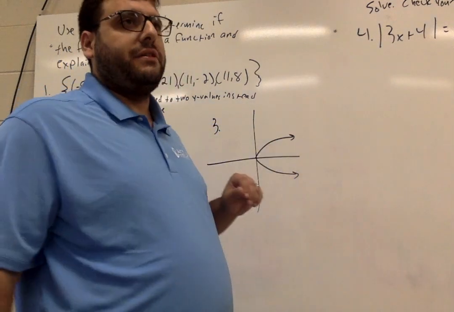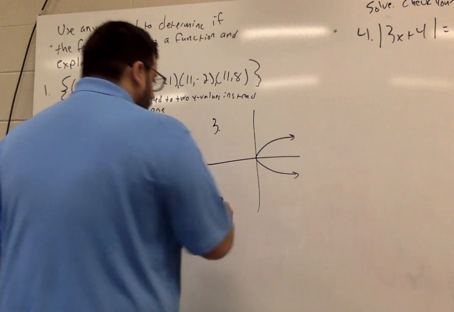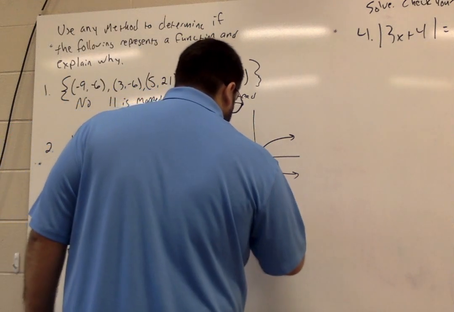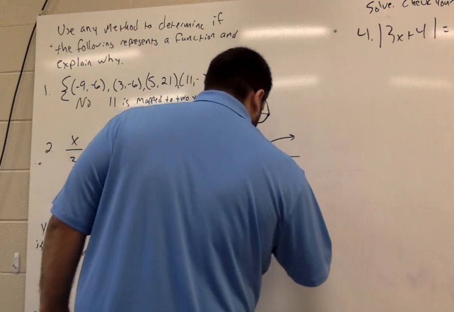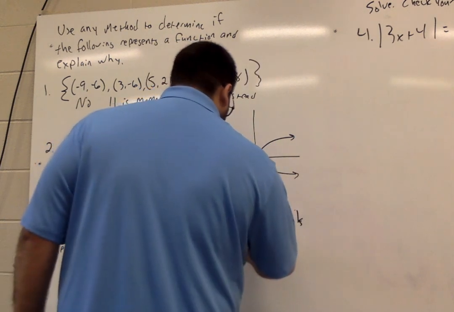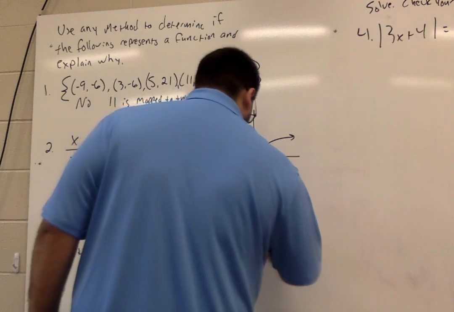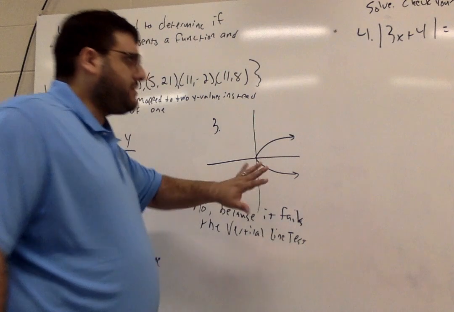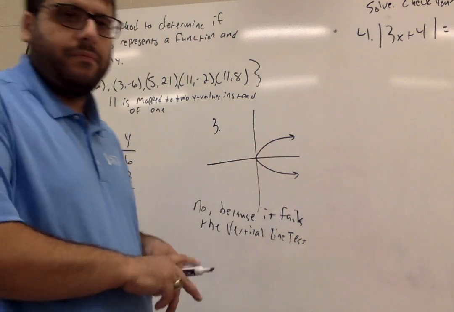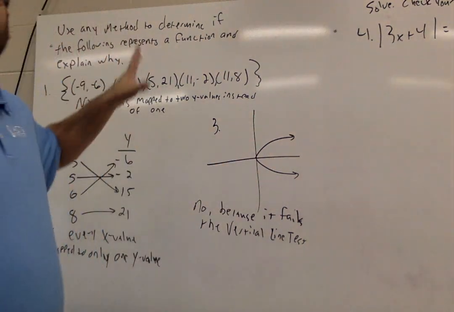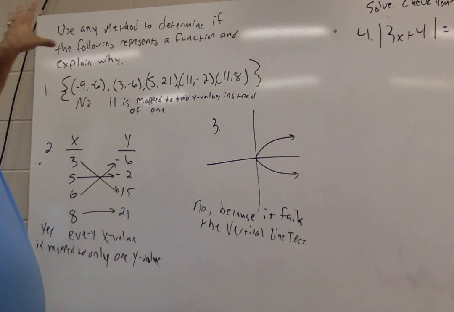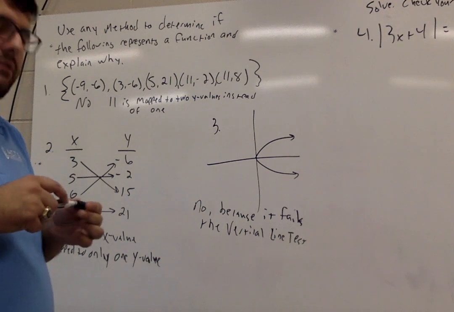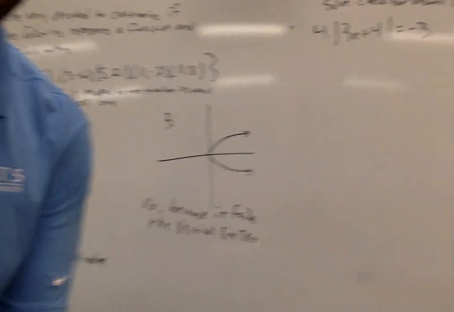So is this a function? No. Now, why is it not a function? Because it fails the vertical line test. And that's all you have to say for this type of problem. Okay, because that's all you need to say. Okay. Any questions on this section? Does everybody understand how to tell if a relation is a function or not? Okay, we good? All right, then let's move on.